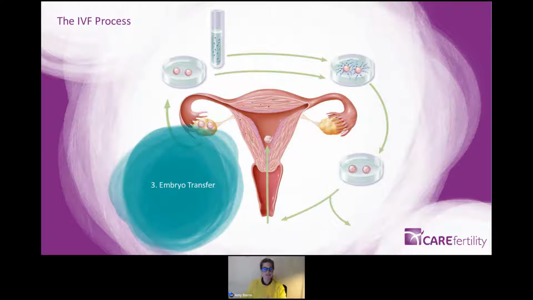So once we have decided which embryo is the best one out of the bunch, we'll then get you booked in for embryo transfer. And the embryo transfer is really straightforward. It's all done under ultrasound in most of the clinics. The embryos are loaded into a really soft, fine catheter, which is passed through the vagina, into the cervix, and through the cervix and into the womb.